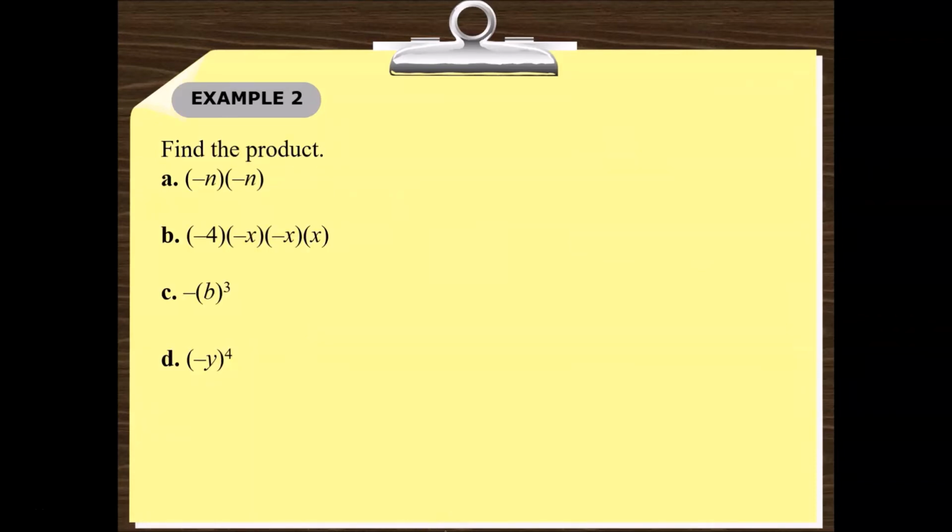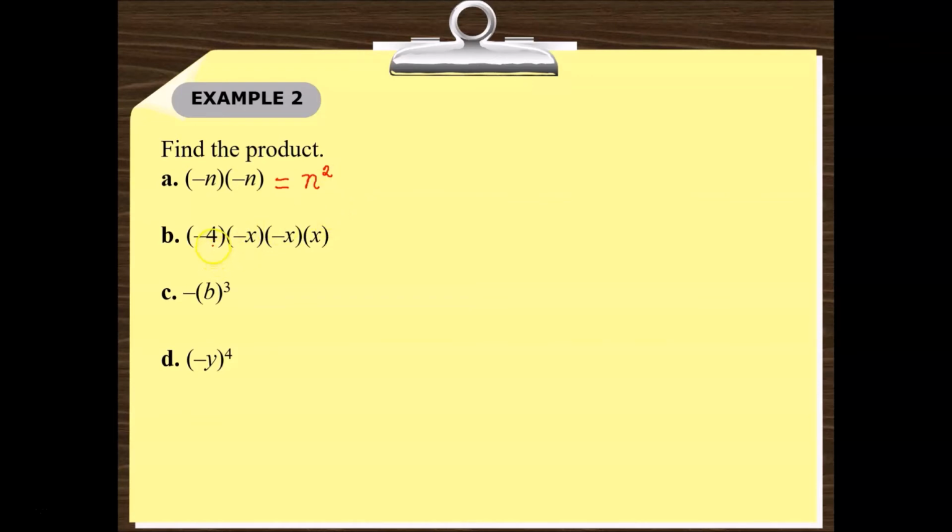Now let's proceed to the second set of our examples. The first one, we have 2 negatives. So our end product will be a positive. So we have the base n, and since we are multiplying, according to the previous rule, we have to add the exponents. So we have 1 plus 1 is 2. So our final answer is n squared.